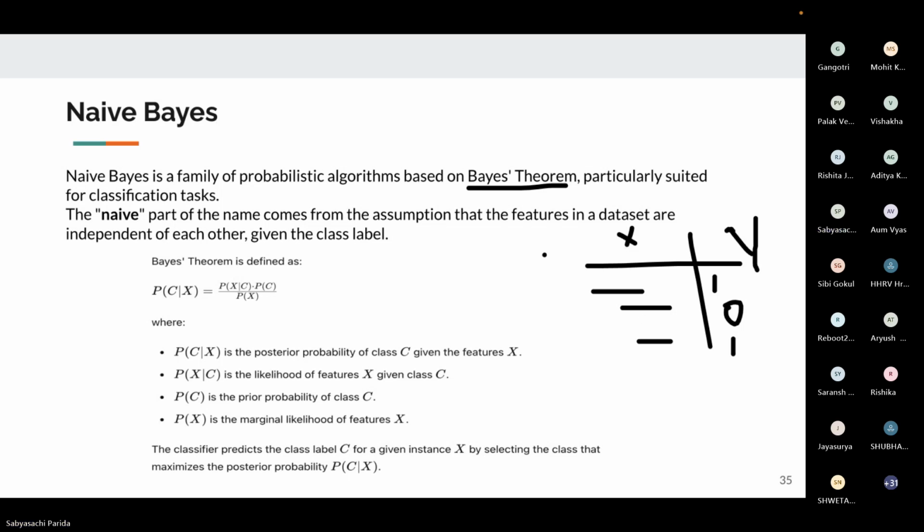or 0. The naive part of naive Bayes comes from the assumption that the features in the dataset are independent of each other. As in the case of linear regression, we had seen that the residuals are independent of each other. Similarly here, the assumption is that all the feature values are independent of each other. That is one of the common assumptions we follow in naive Bayes, though that is not true in the global scenario, but that is what we generally follow here.